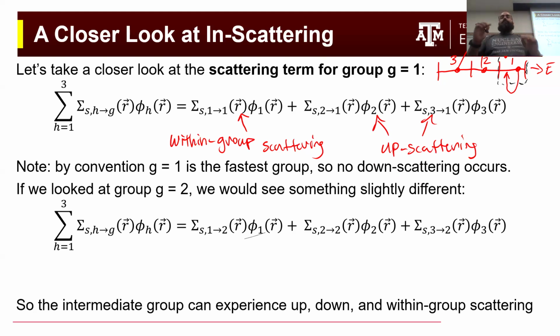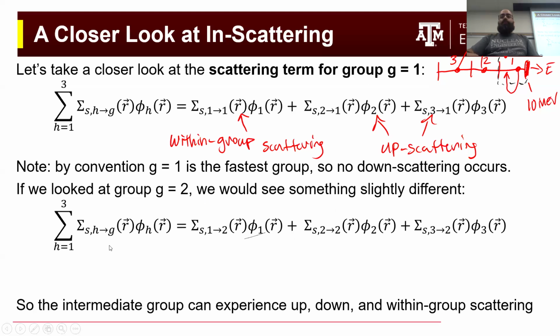So notice it's a three-group model where group 1 is my fastest group, and this right-hand bound is my maximum cutoff energy, maybe 10 MeV or something like that. If group 1 is my highest energy group, there's no higher group of neutrons that could scatter down into it. That's why there are no terms that look like downscattering for the highest group, because you can't downscatter into that group if it is the highest energy group. If group 1 is the fastest group, you can't have downscattering into that group.